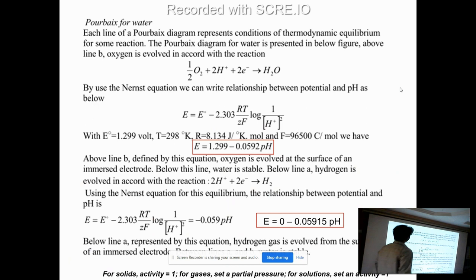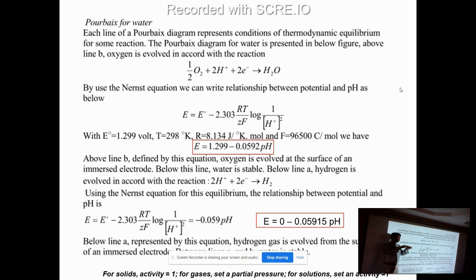H2O, half O2 plus 2H plus 2 electrons. So use the formula. I will get a relation between potential versus pH. I will vary the pH, I will get the values of potential, so I will draw a line. Similarly for the bottom line, I will get a relation between E and pH, so that I will get the down line.